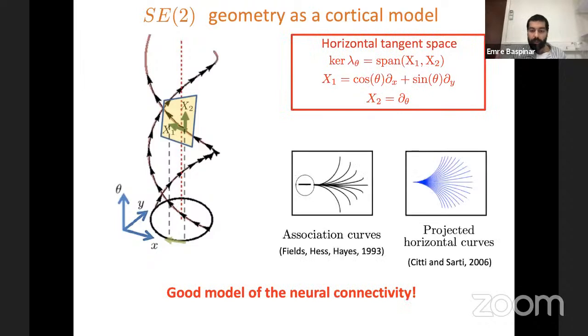Because it provides a good model of the neural connectivity, in the sense that the projections of the horizontal integral curves, those are the integral curves along the horizontal vector fields X1 and X2, onto the two-dimensional image plane, as we see on the right-hand side, coincide closely. They are good approximations of the actual association curves, as I mentioned a couple of slides ago, which were reported by Field, Hayes and Hess, and which we can consider as the psychophysical representations of the actual neural connections within the primary visual cortex.